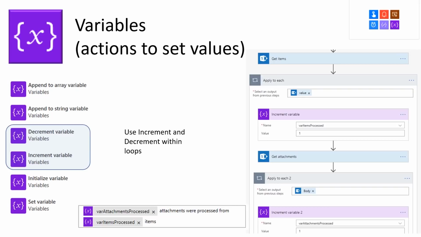I have another variable for attachments processed, and each time it loops through that, it's going to add 1. In the end, I'm going to send an email that includes the values that each of those variables ended up being: X number of attachments were processed from X number of items.